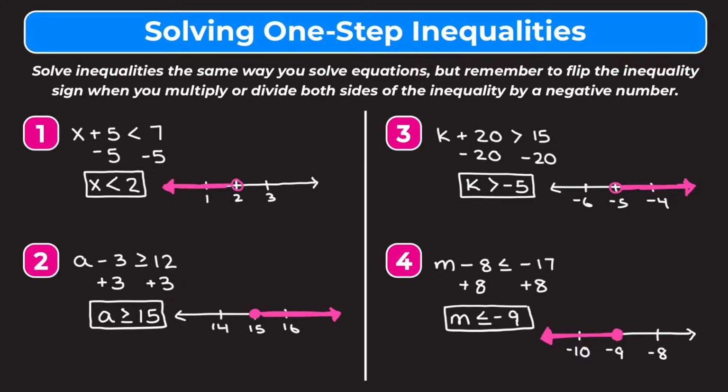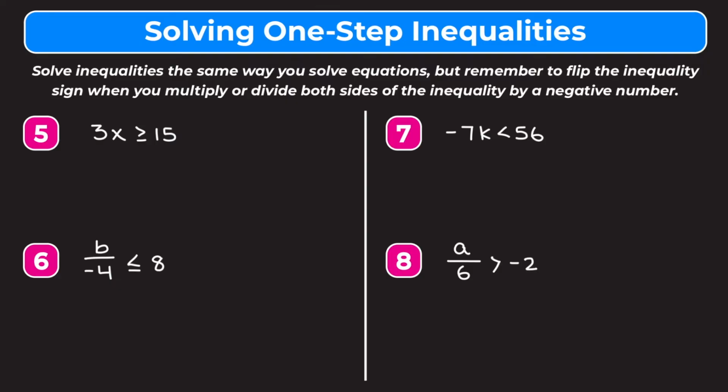So now we're going to work through some examples that involve multiplication and division. So these examples deal with multiplication and division. The only difference when you're solving inequalities is that if you multiply or divide both sides of your inequality by a negative number, you need to flip the inequality sign. So I'll show you guys what I mean in example 6. But let's start with example 5, which is just a pretty straightforward one, and we don't have any negatives.